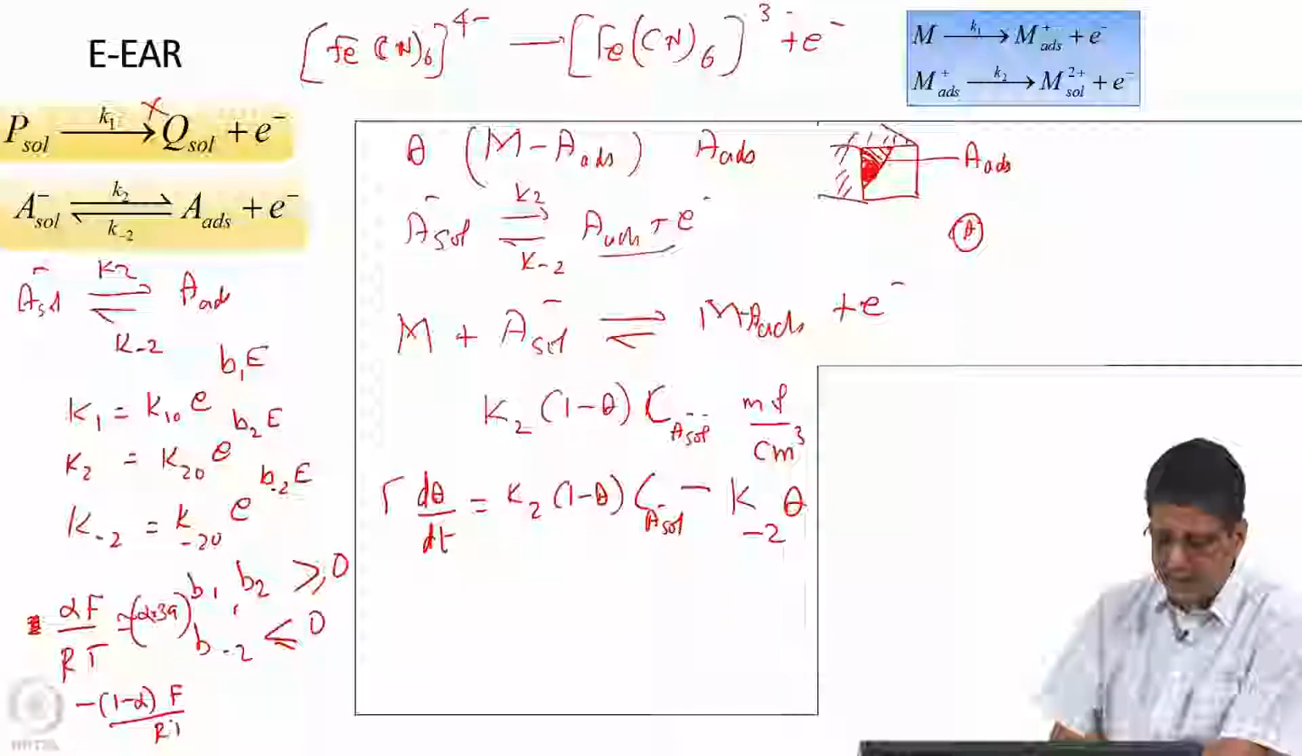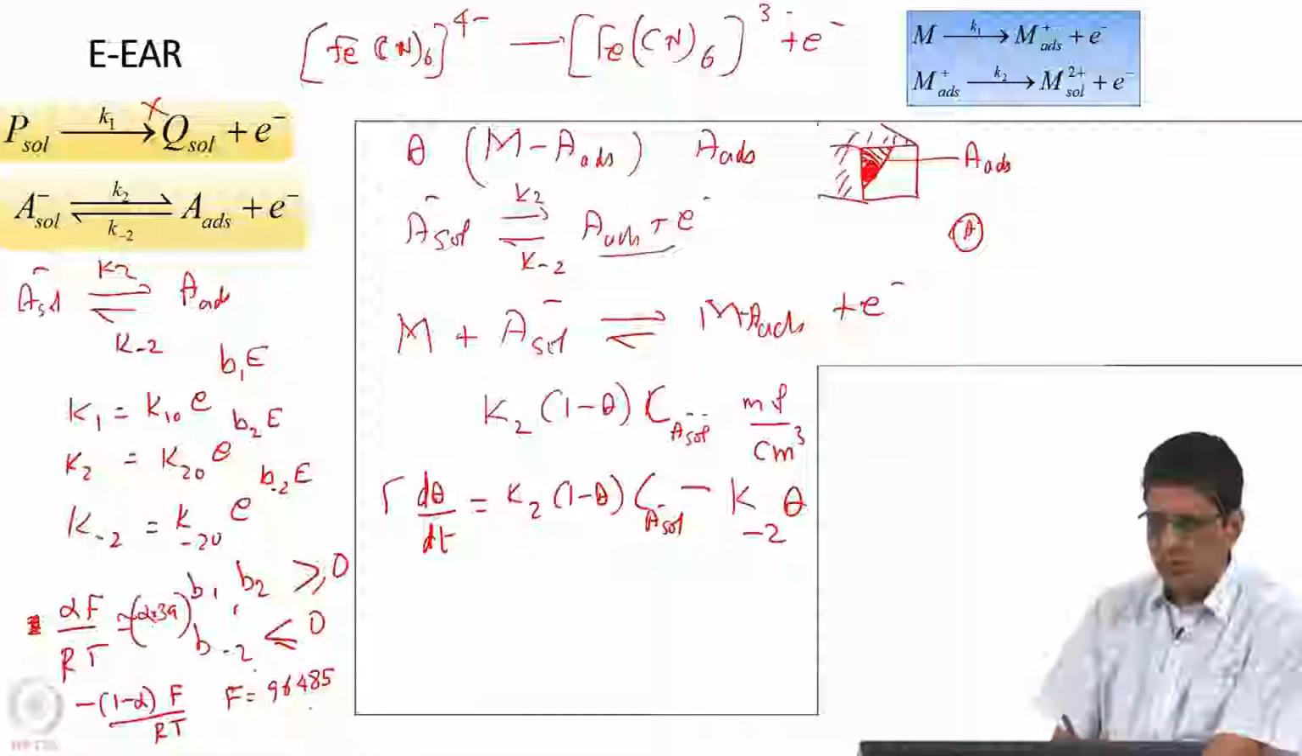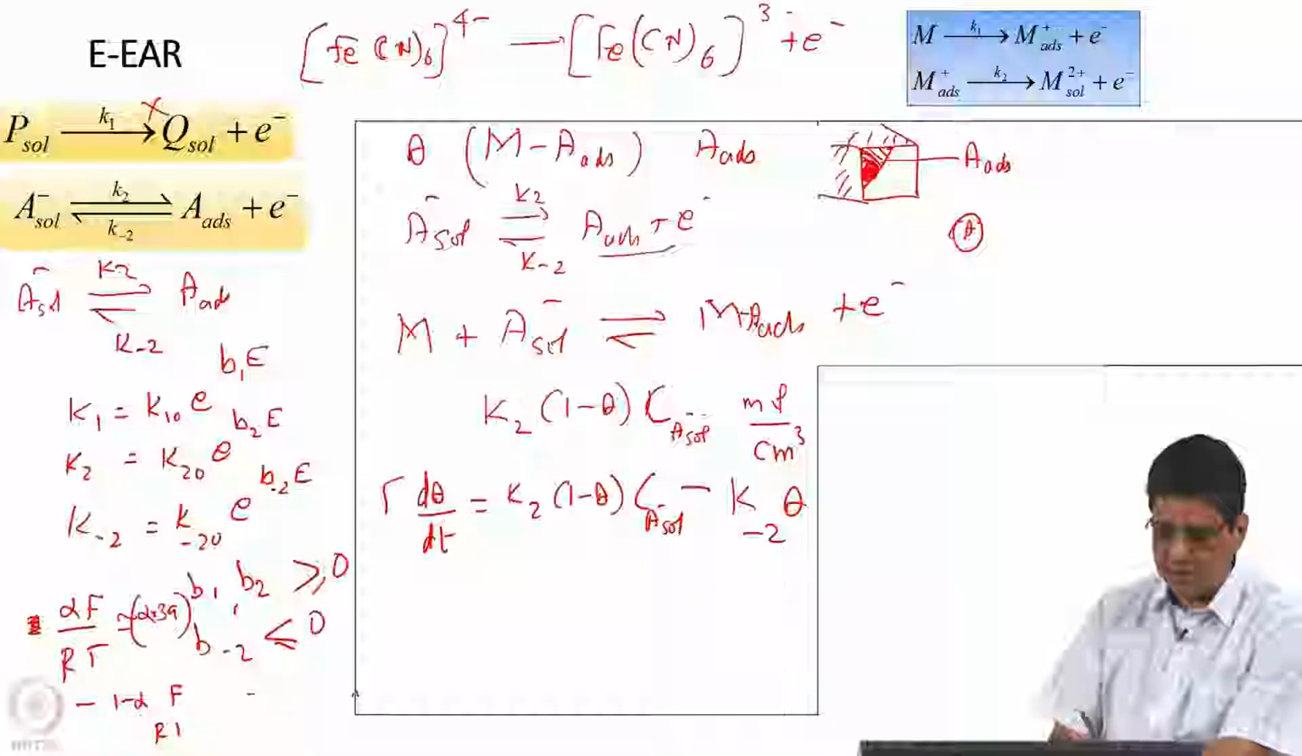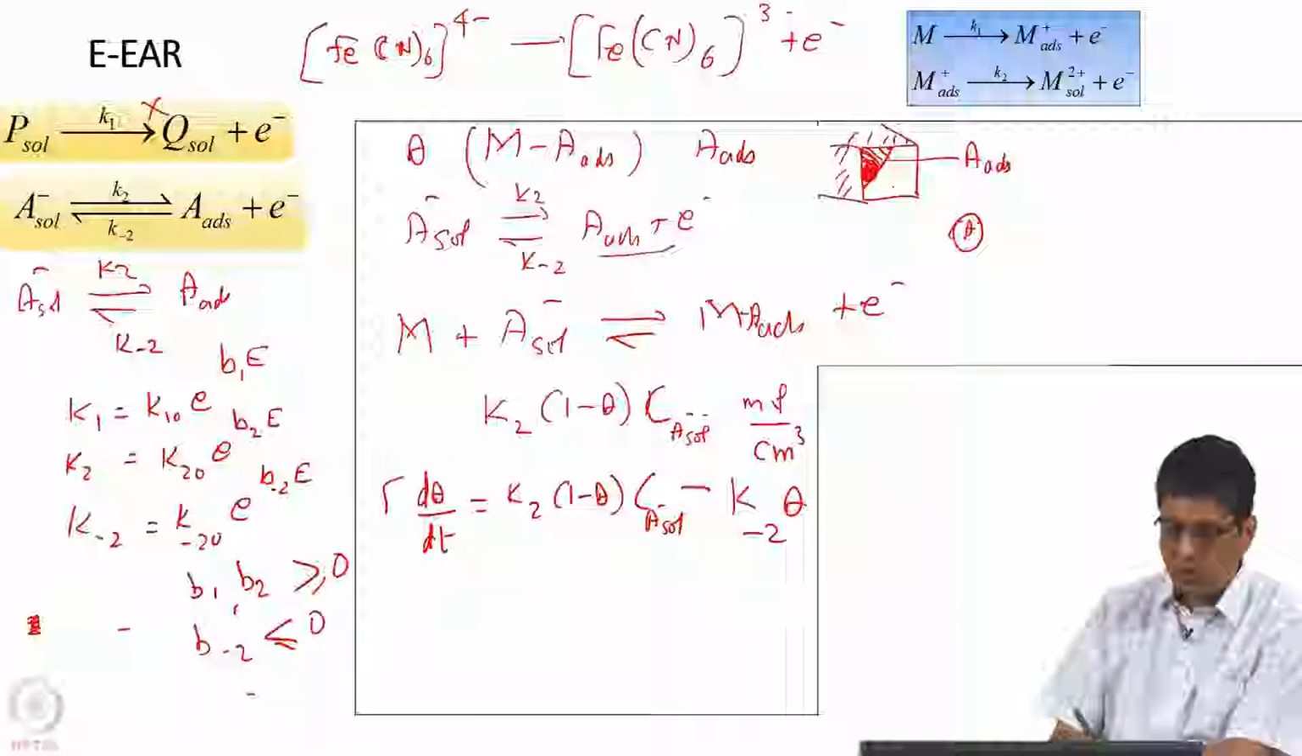F is the Faraday constant, in Coulomb per mole, R is the universal gas constant, T is the temperature in Kelvin. You can get these values from literature, you can get this from standard textbooks, just so that you know you can't put B1 as 1000, for example.